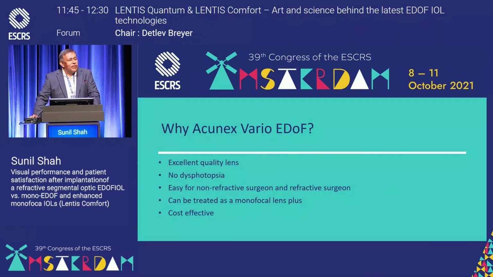So just a quick run through on some of the ways of using lenses. I mean, why would you use an Acunex Vario? I mean, obviously it's an excellent quality lens. There's no dysphotopsia, so you don't need to worry about that. You've heard there's no glistenings. So if you're not a refractive surgeon, if you're not somebody who is comfortable using multifocal lenses, you can actually achieve the same sort of result with these lenses without having to worry about the patients. These lenses will be very tolerant. You won't have to worry about a lot of laser touch-ups or anything because you have a range of vision.